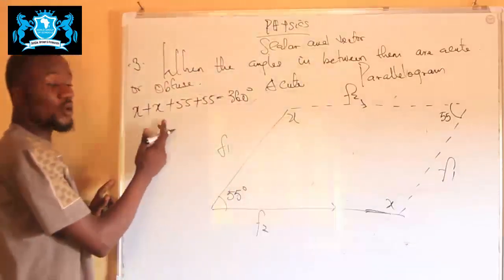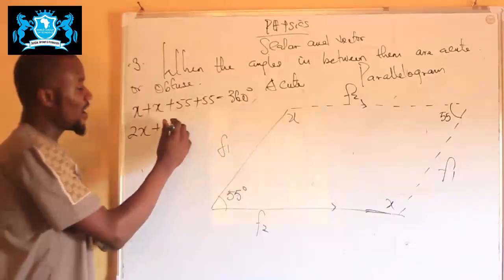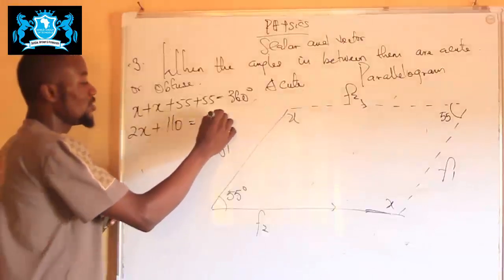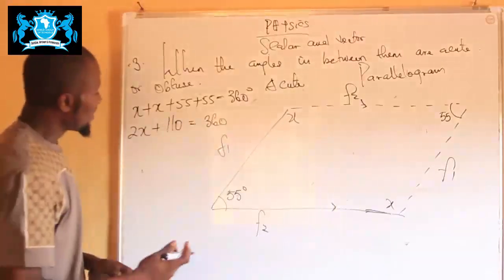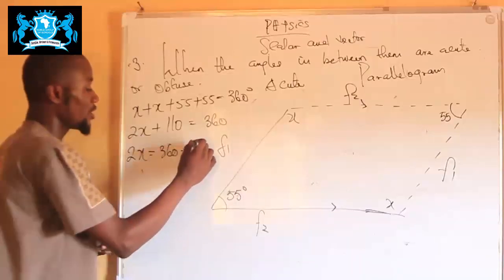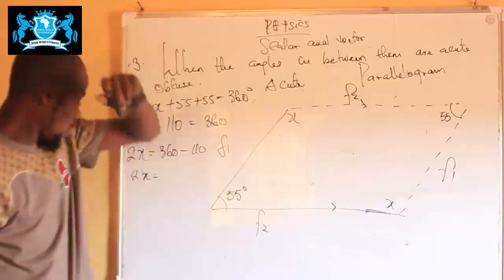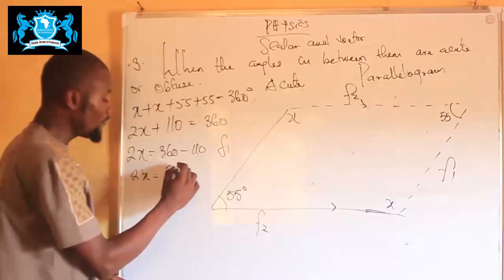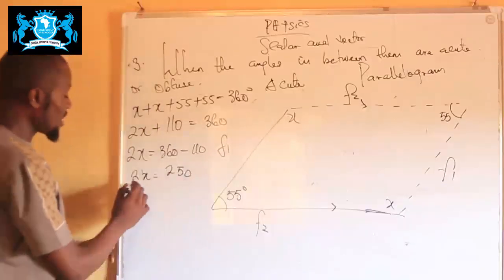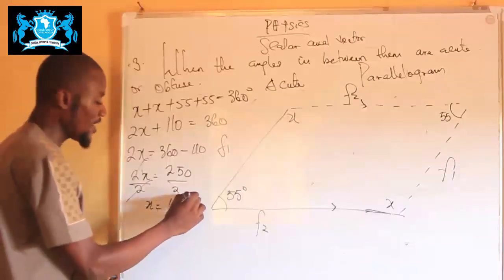Now when we have x plus x, we are having 2x plus 55 plus 55, we have 110, is giving us 360 degrees. Now when you collect like terms, you now have 2x is equal to 360 minus 110. So 2x is equal to 250. Now divide both sides by 2, and your x will give you 125 degrees.